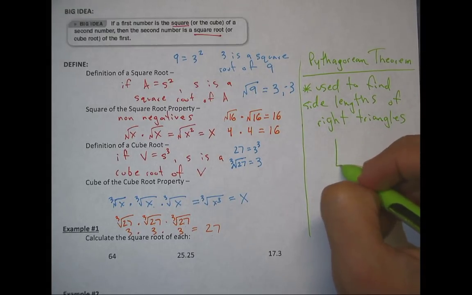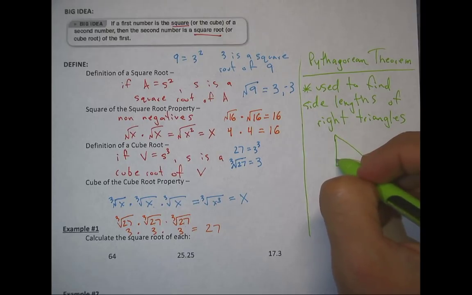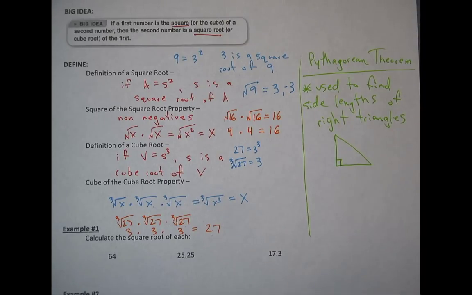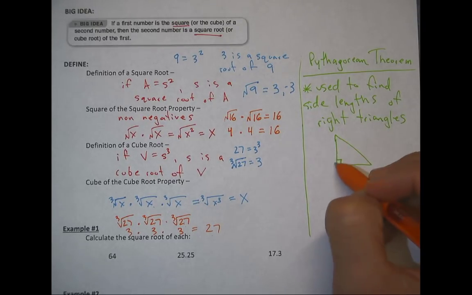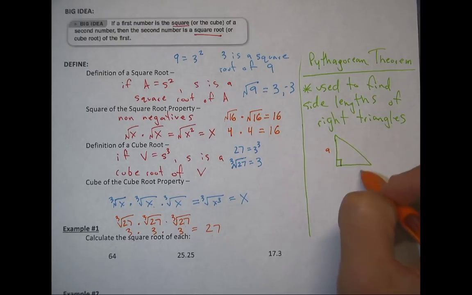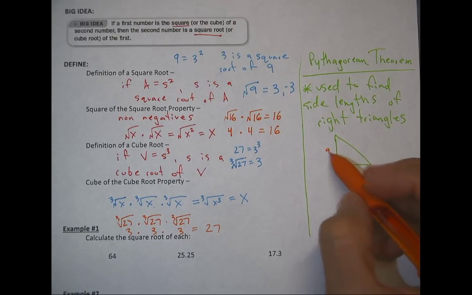So a right triangle means there's a right angle inside a triangle. When that happens, there are two sides that come out from that 90-degree angle, and we're going to call those the legs. And we label those A and B. And it doesn't matter which one you call which. Okay, this can be A, this can be B.